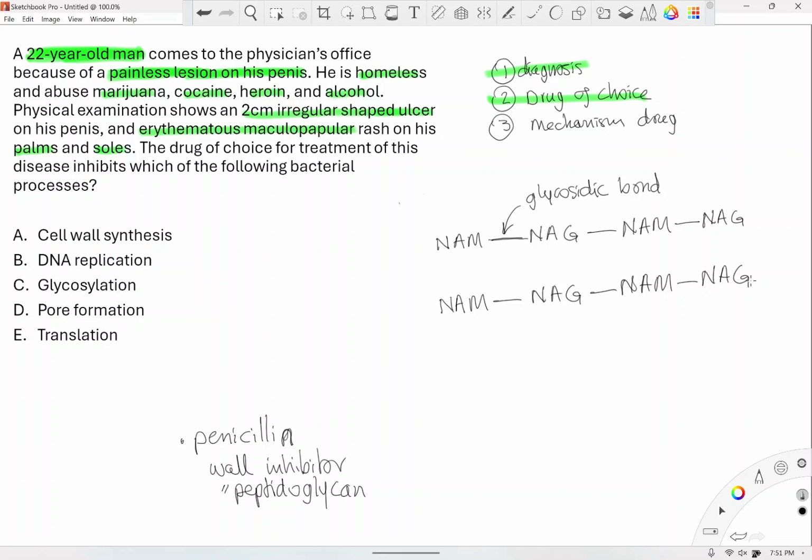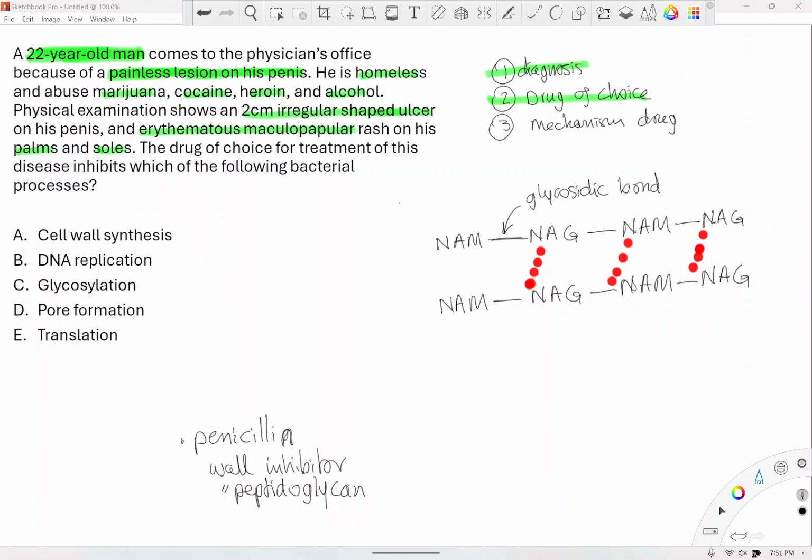So this is the backbone of the peptidoglycan. It's made of polysaccharides. N-acetylmuramic acid and N-acetylglucosamine, I call them NAM and NAG, are both sugars attached by a glycosidic bond. The next thing is these are attached by 4 amino acids. And these are the peptide components.